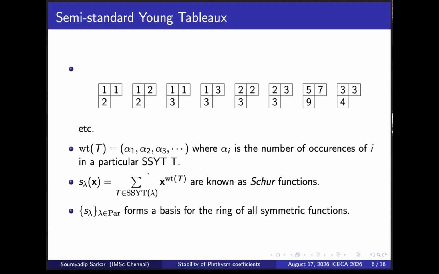And what is the Schur function? Basically it is the sum over x to the power weight of T. You raise x to the power weight of T, and you sum over all possible semi-standard Young tableaux. You can check that these are actually symmetric functions, which may not be trivial, but not so hard. It is a well-known fact that they form a basis for the ring of all symmetric functions. So if you take any symmetric function, you can expand it in the basis of Schur functions.